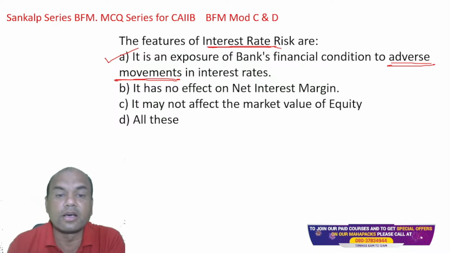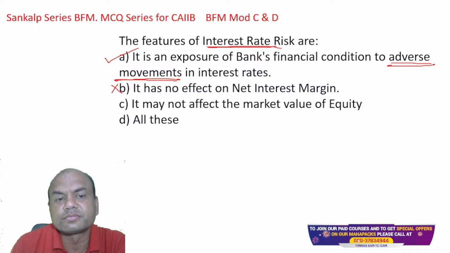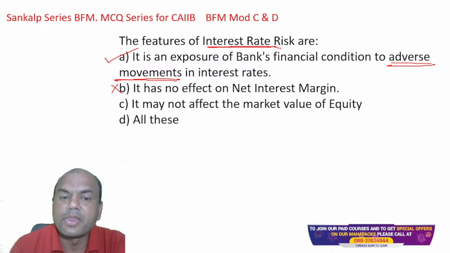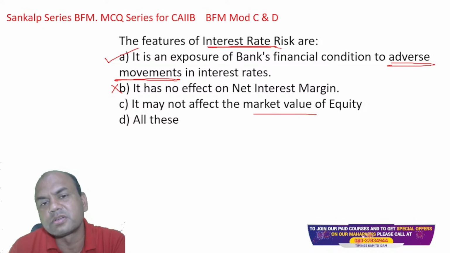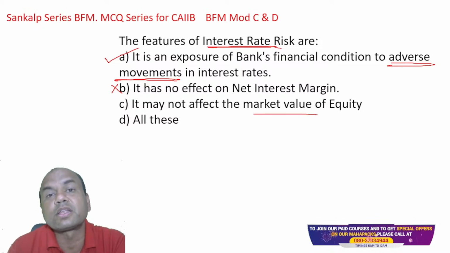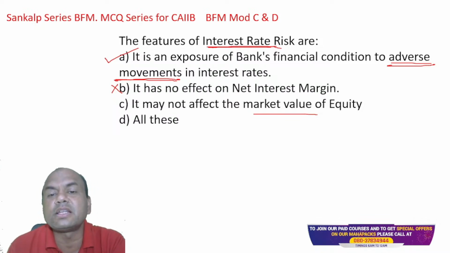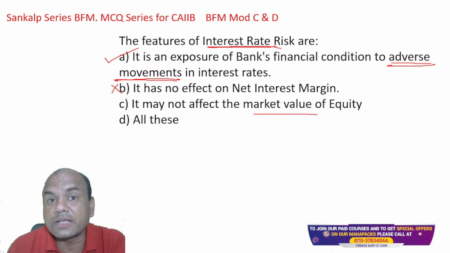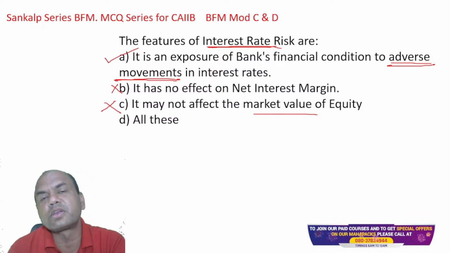Okay. So here B, it has no effect, that is wrong. It has an effect. Interest rate risk will definitely affect my NIM. It may not affect the market value of the equity. That is also wrong. Market value of the equity means my stock price. If I am facing an interest rate risk, immediately the stock market grasps it and knows that yes, I am facing a problem. Immediately my stock price is affected. So the answer is only A over here.